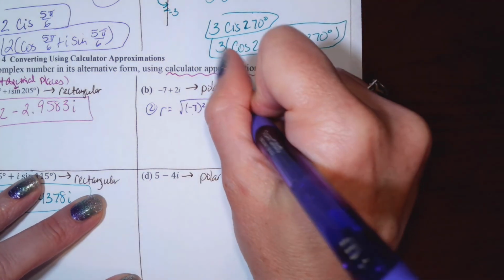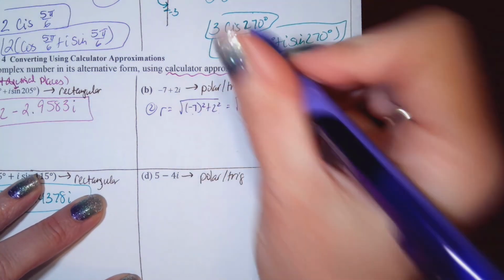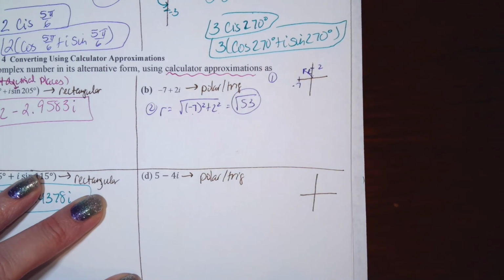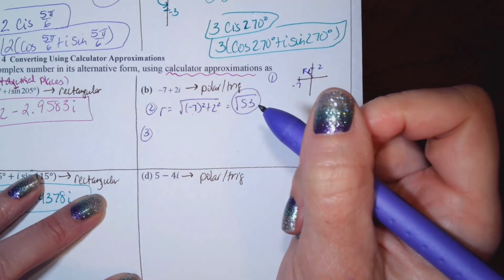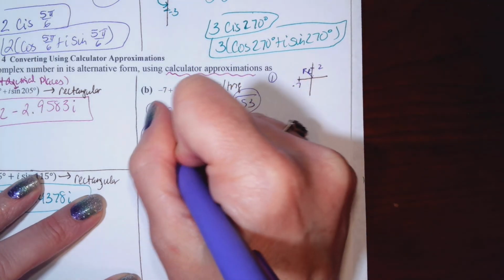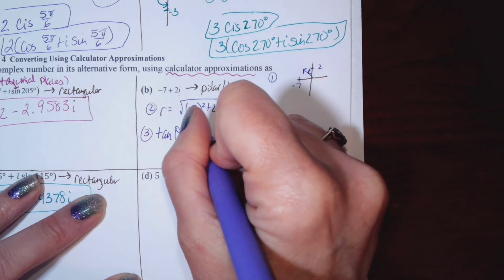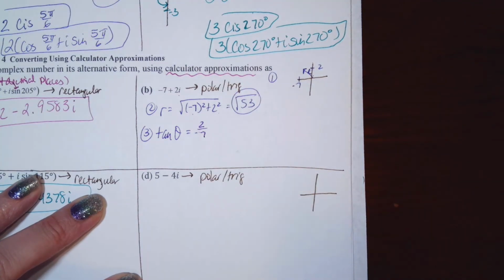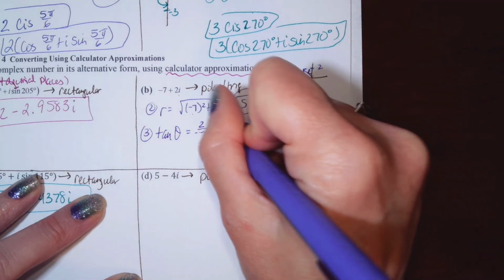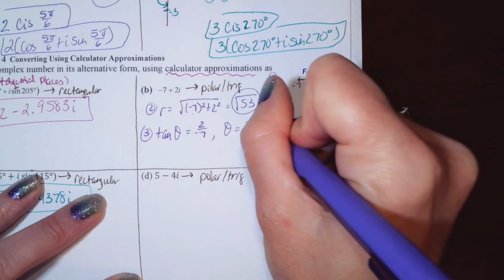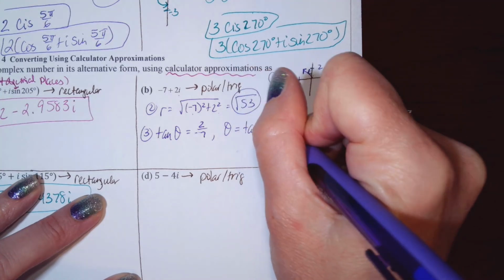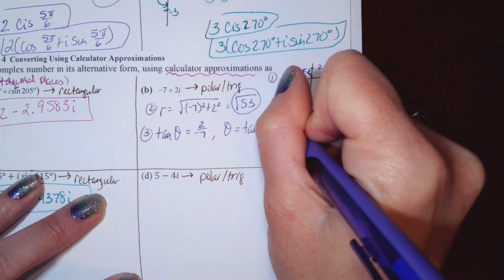49 and 4 is 53. So square root of 53, can't simplify that. And then my next step is going to be to find theta. So I've got tangent theta is y over x, so 2 over negative 7, or negative 2/7. To find theta, I'm going to use my inverse function button, tangent inverse of negative 2/7.